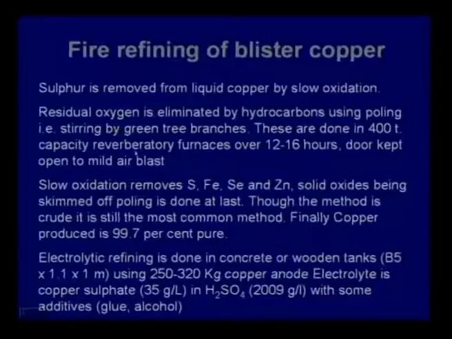When we are sure that all those have gone, we know a lot of oxygen has gone into the copper now. So, it will be poled using green branches. So, poling is done at the end. Though the method is crude, it is still the most common method. Now, finally, after you have removed all these impurities by slow oxidation, we get a copper which is 99.7% pure.